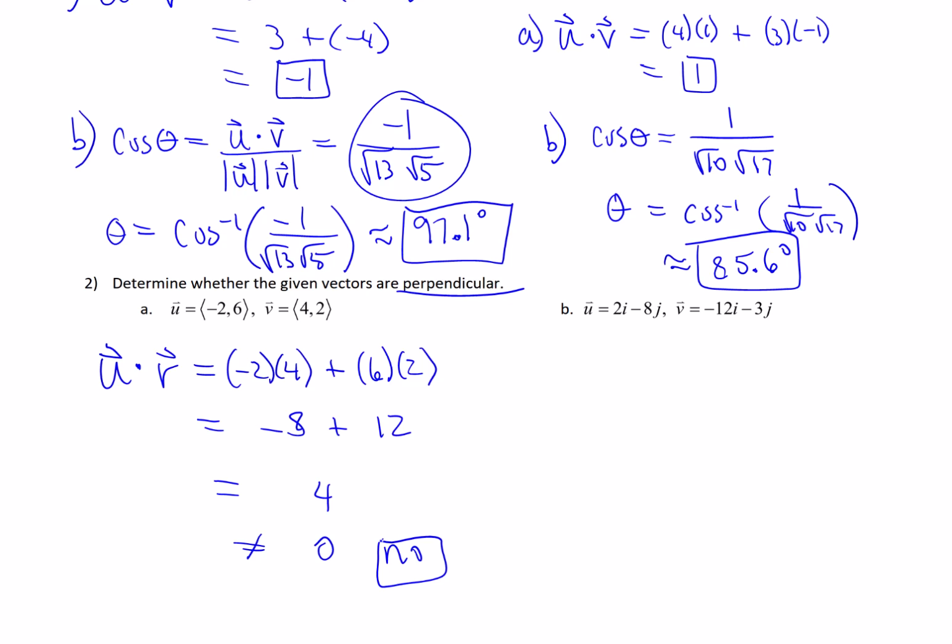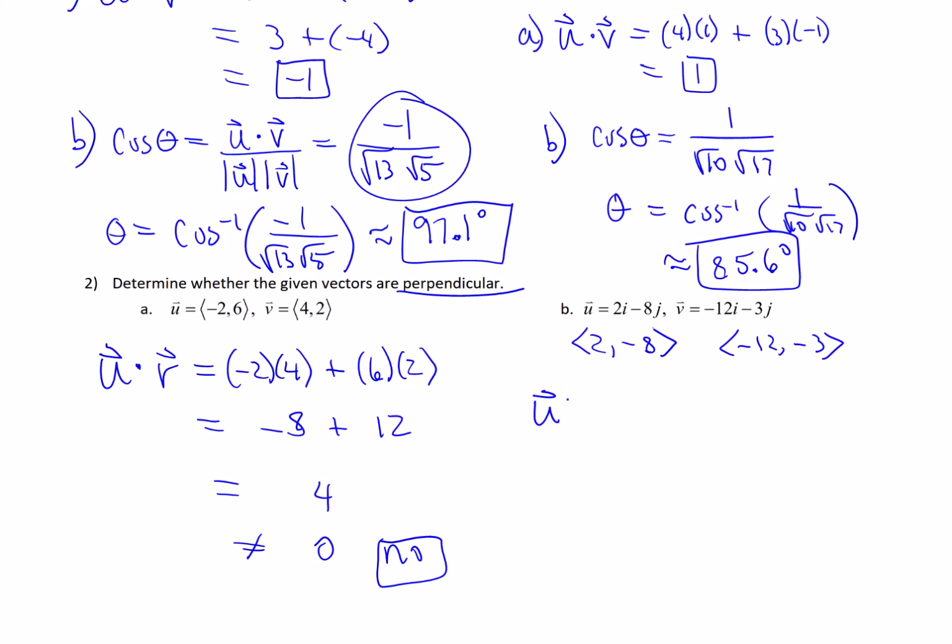Let's try this second example. This one's given in ij form, but again, we could, if you'd like, rewrite it in component form. The first vector u is given as 2i minus 8j. Well, that's the same as 2 comma negative 8 in component form. Vector v is given as negative 12i minus 3j. Well, that'd be negative 12 comma negative 3 in component form.